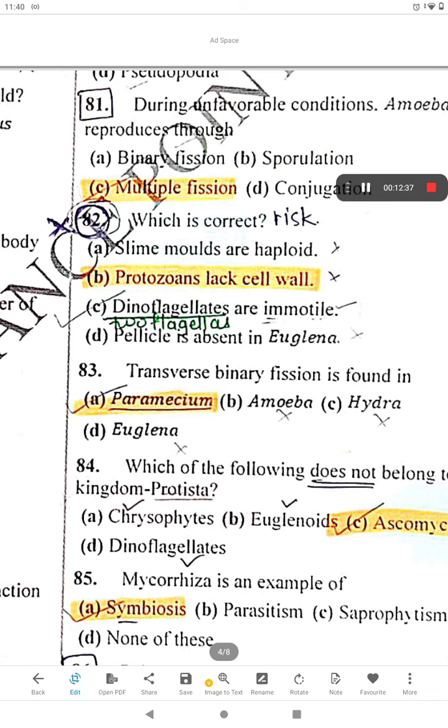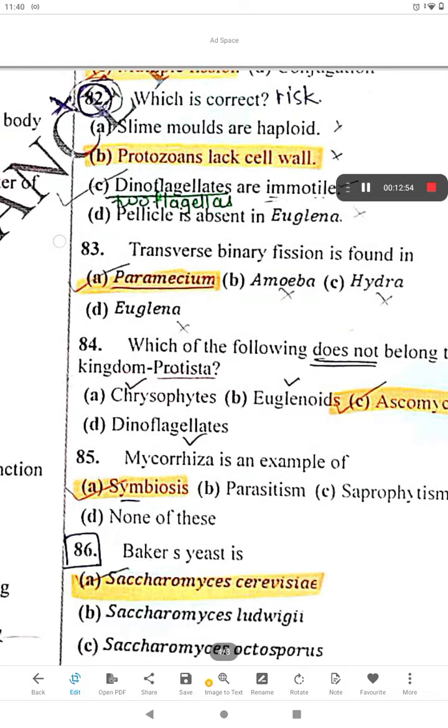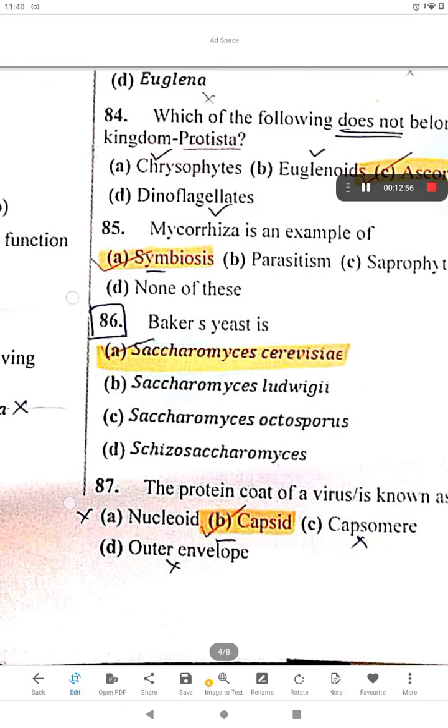आणि C, dinoflagellates are immortal. How can you select this option? Biology will kill herself with a knife because dinoflagellates itself is given two flagella, are immortal. So this is totally wrong. And pellicle is absent in euglenoids. This is also wrong.